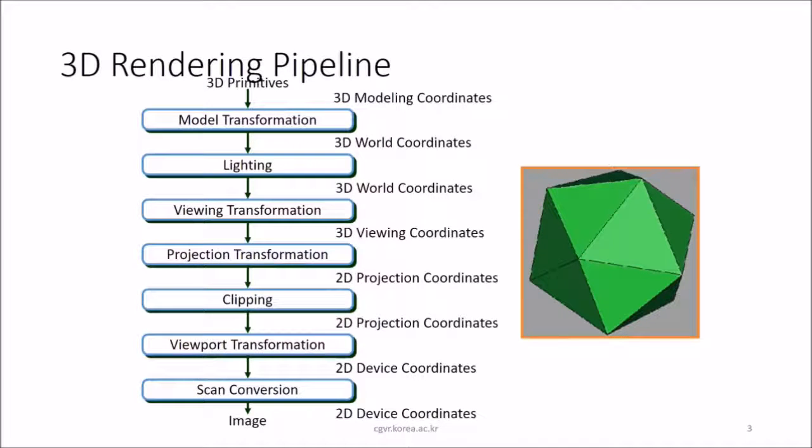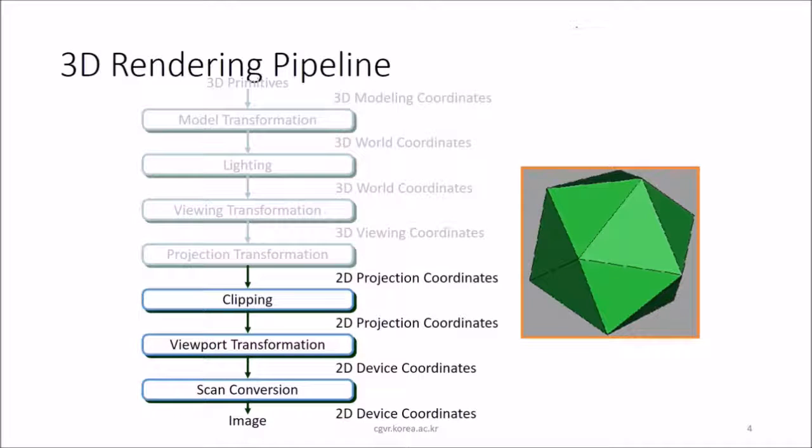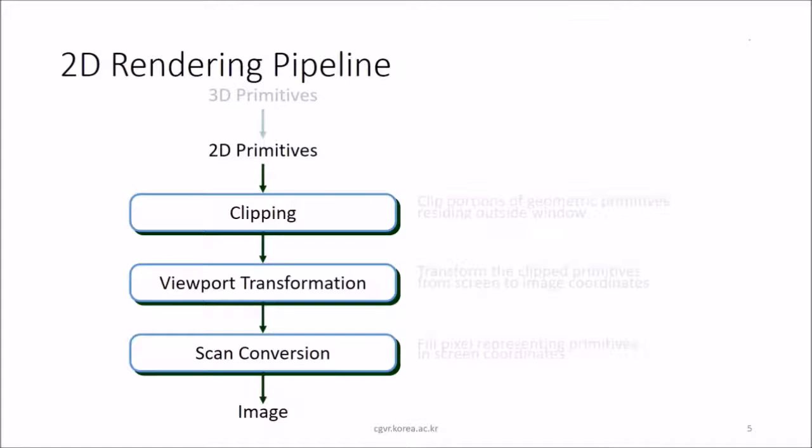So this is a 2D rendering pipeline, because we have seen that 3D primitives are converted into 2D primitives. Now we want to clip. That is, we want to clip portions of geometric primitives which are residing outside the window. If this is a window, we want to remove this part, or ignore or clip it.